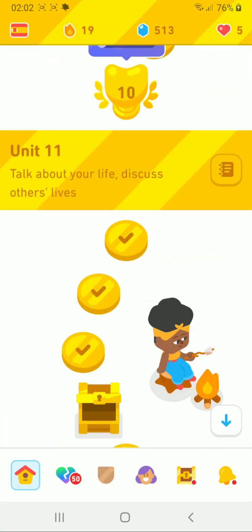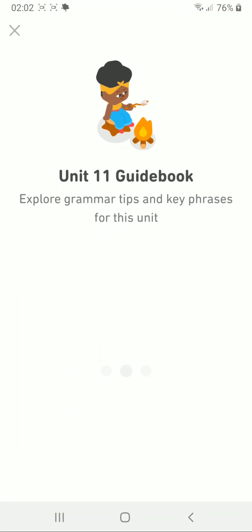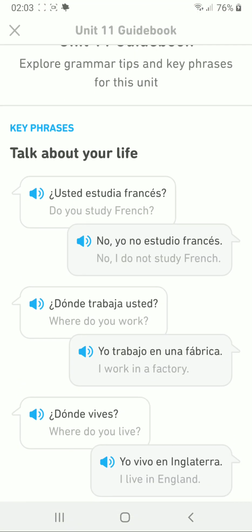We are moving forward. We are going now to look at Unit 11. So talk about your life, and discuss others' lives. So, usted estudia francés. The verb is to study, estudiar. ¿Usted estudia francés? No, yo no estudio francés. Francés is French, the French language.